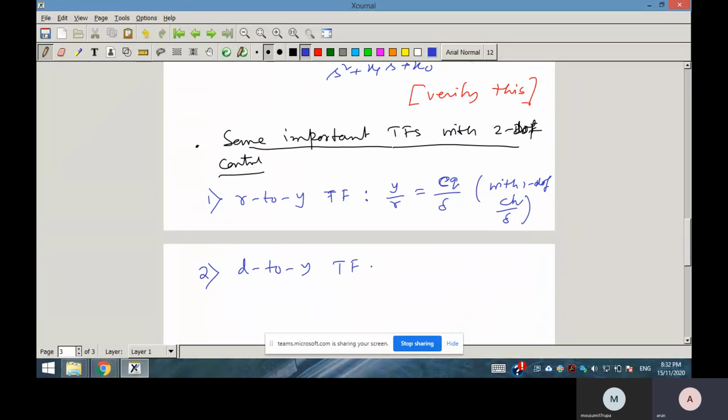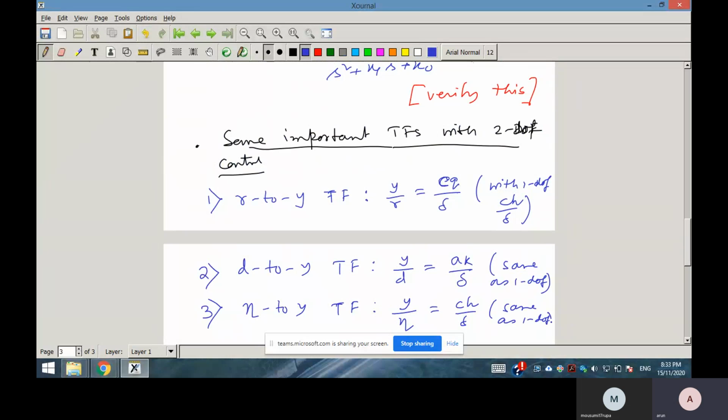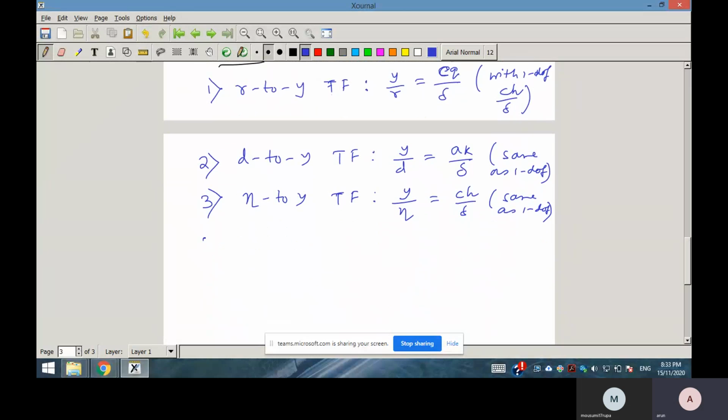What is your second? D2y transfer function is y by d. Y by d transfer function is here. You can easily see AK by delta. That means same as 1 degree of freedom. Same transfer function we have got in case of 1 degree of freedom. D2y transfer function will not change in case of 2 degree of freedom. Similarly, eta to y transfer function, y by eta. Again, you will see it is CH by delta. So this is same as 1 DOF.